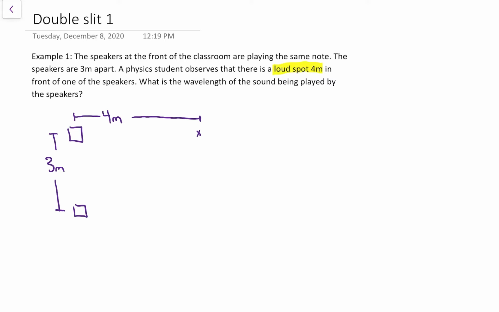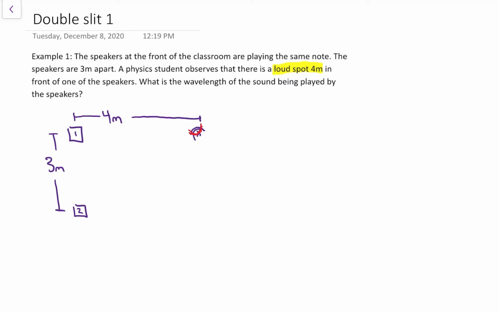Loud means constructive interference. Interference is all about phase. Sound isn't a transverse wave, but if we wanted to imagine it was, if it's a loud spot, that means whatever wave is coming from speaker number 1, when it gets to this point, let's say it gets there as a crest, that means the sound coming from speaker number 2 is also getting there as a crest. A split second later, it flips to a trough and a trough, then crest and crest, then trough and trough. That's what it means to be loud.